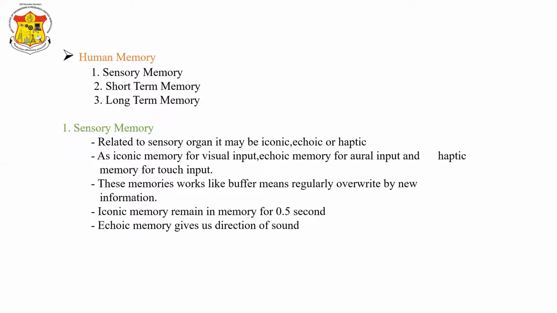So see one by one. What is this sensory memory? This is related to the sensory organs. It may be iconic, echoic, and haptic. Right? Sensory memory works like a buffer for input from the sensors. So echoic memory gives a direction of a sound. From sensory memory, information is sent to short-term memory only if the human gives attention. So filtering is required for the subject of interest. Attention means concentration of mind on so many thoughts.